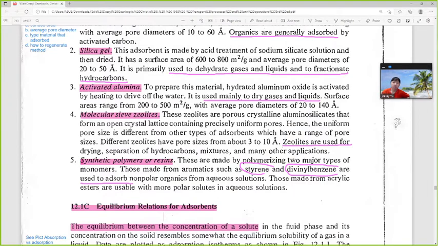And then molecular sieve zeolites. Zeolites are used for drying, dehumidification in drying, separation of hydrocarbon mixtures, and many other applications. Synthetic polymer or resin, such as styrene, divinylbenzene, is used to absorb nonpolar organics from aqueous solution.